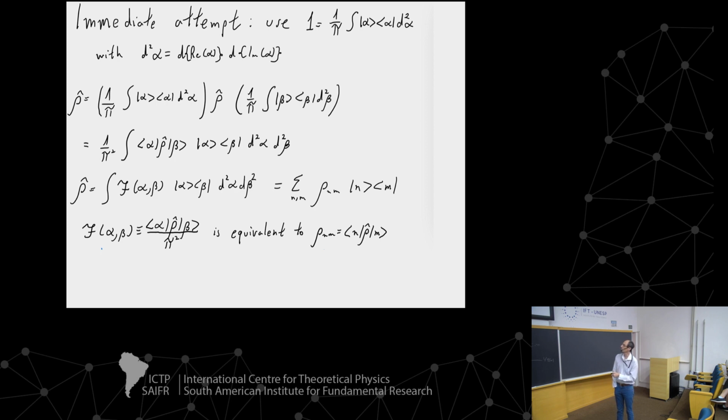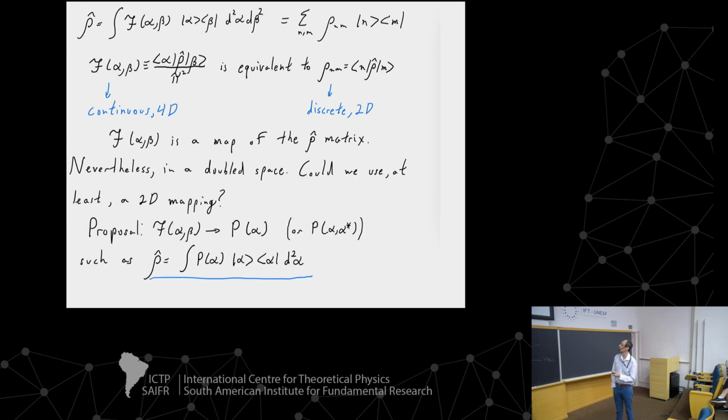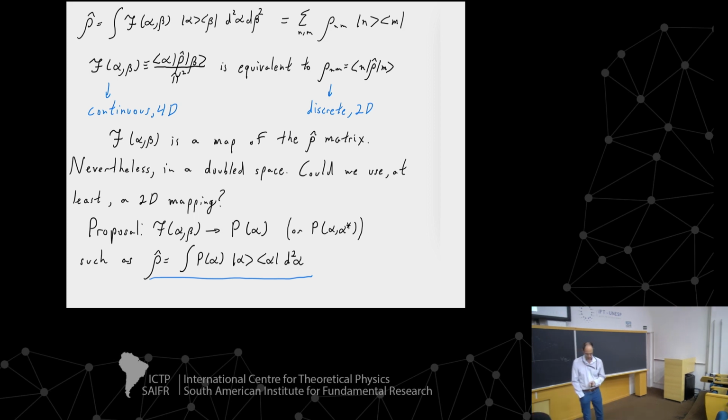So this representation is basically the equivalent of the other one if you change the basis from this discrete basis to this continuous basis. Okay, doable, but there's a drawback here. We come out from a discrete 2D basis into a continuous 4D basis, a 4D space. So that's only made things more complex.